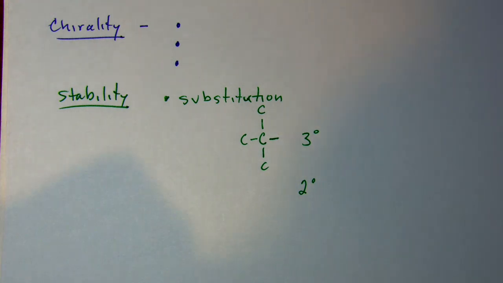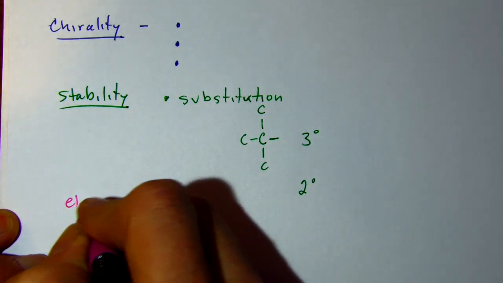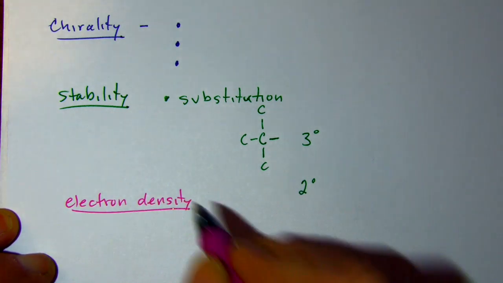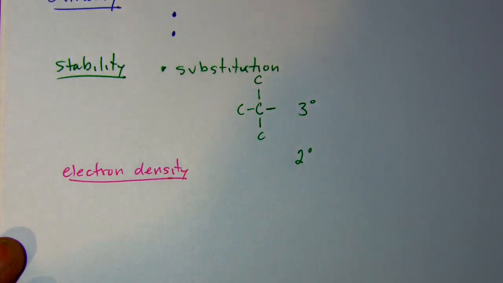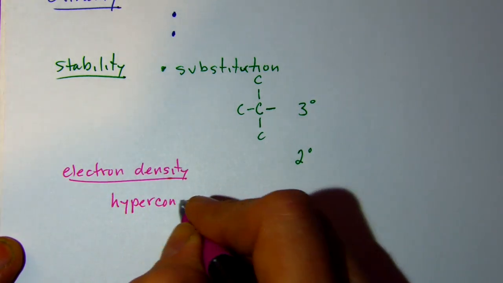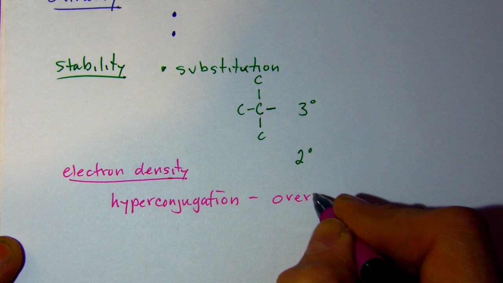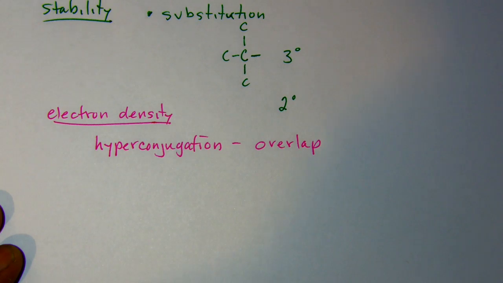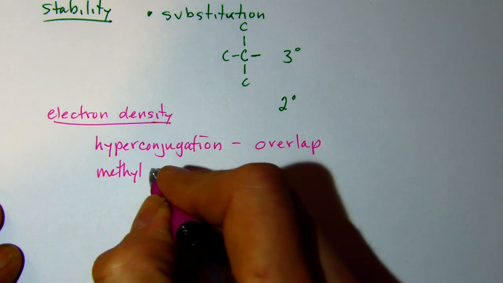Another concept that's also very important, electron density. Now that is not something we have talked about in first year chem, but now with electron density, there's 3 ways that electrons can move around, and we have some very interesting concepts coming up. One is called hyperconjugation, and that has to do with what is called the overlap of orbitals. There's another concept called methyl shift.